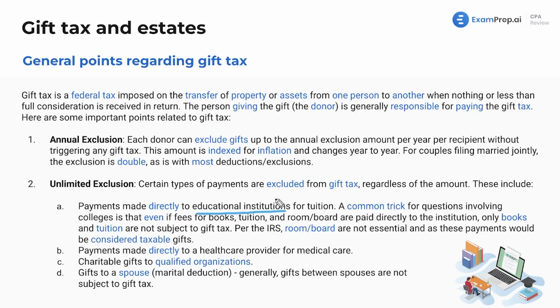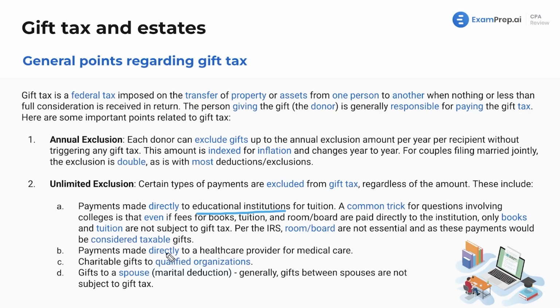Another common trick for questions involving colleges is that even if fees for books, tuition, and room and board are paid directly to the institution, which checks off the box I just mentioned, only books and tuition are not subject to gift tax. For the IRS, room and board are not essential, and these payments would be considered taxable gifts. That's just kind of how the IRS works. They don't really view your college experience as needing to live on campus and have the dorm experience. So that's just kind of how you can remember that as well. But I mean, it's just how it works, right? Only books and tuition and direct expenses going towards your education are going to be excluded from the gift tax.